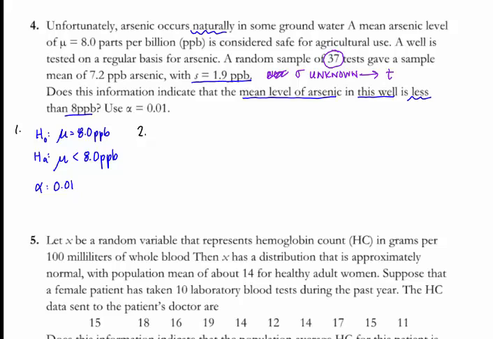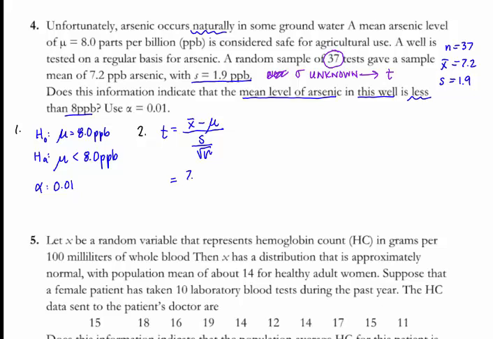That means our test statistic will be a t-test statistic found by x bar, the sample mean, minus the assumed mean, divided by the sample standard deviation, divided by the square root of the sample size. By reading through this problem, you'll see that the sample size was 37. The mean of the sample, x bar, was 7.2 parts per billion, and the sample standard deviation is 1.9 parts per billion. So substitute that into this formula.